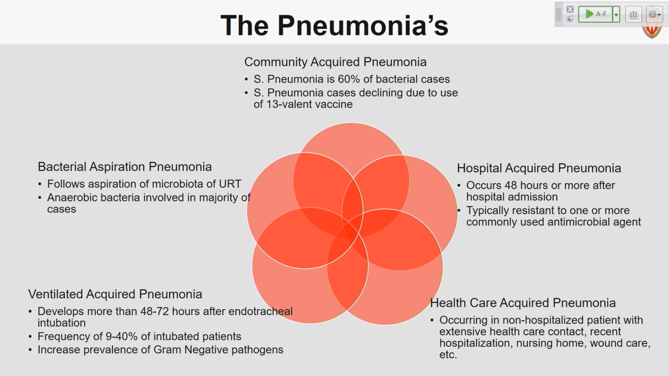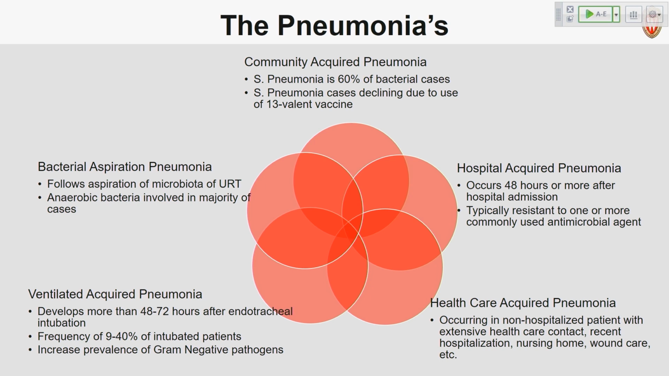Ventilator-acquired pneumonia, contrasting that with hospital-acquired, develops more than 48 to 72 hours after endotracheal intubation. Obviously the ventilation process is likely a contributing factor to the development of that pneumonia. The frequency is a fairly broad range of 9 to 40%, and you generally see an increased prevalence of gram-negative rods with that.